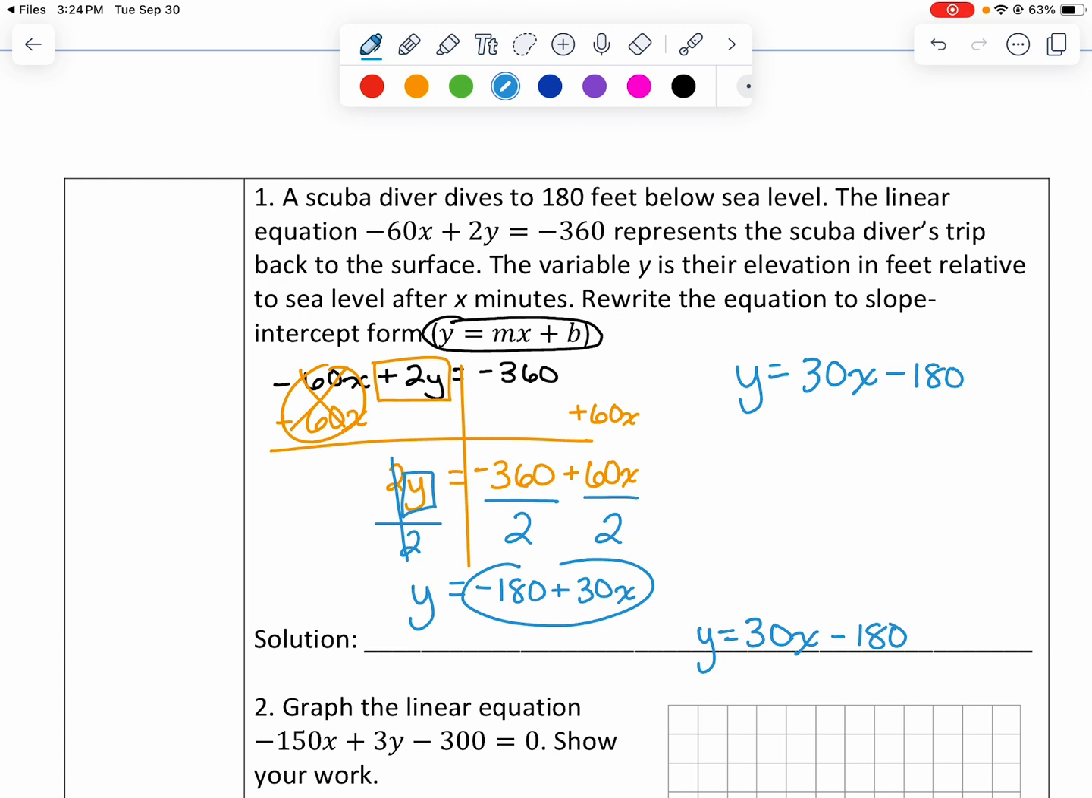So now what I want you to do with that is I want you to tell me what the slope is and what the y-intercept is. So take some time to do that, okay?